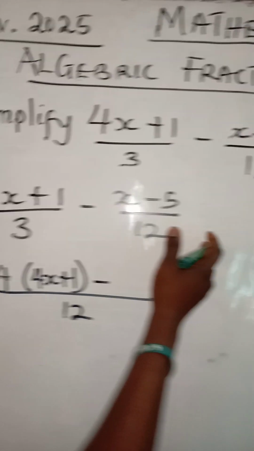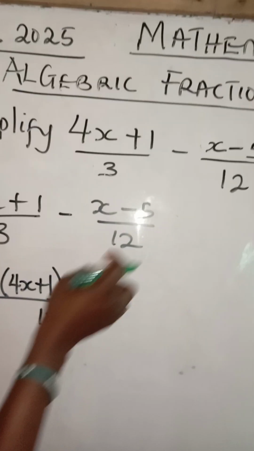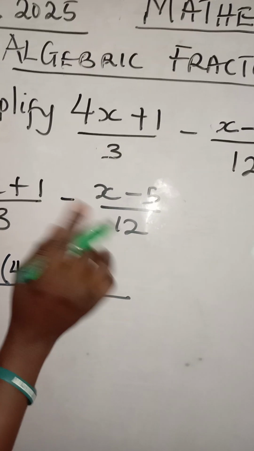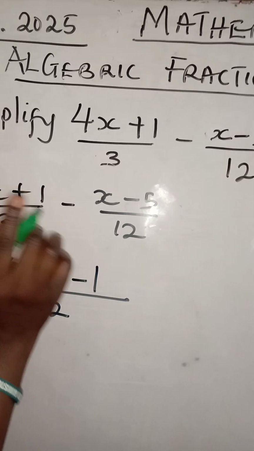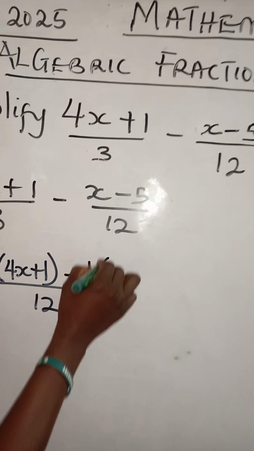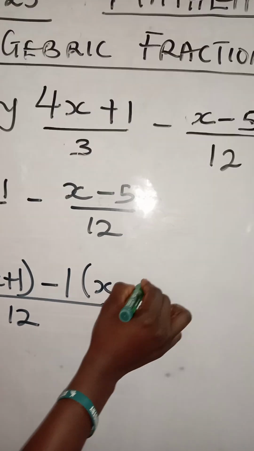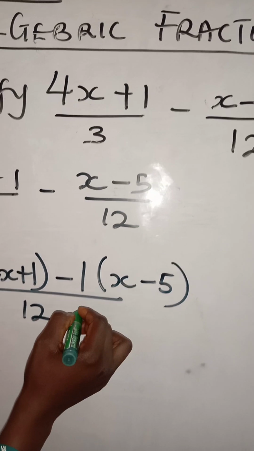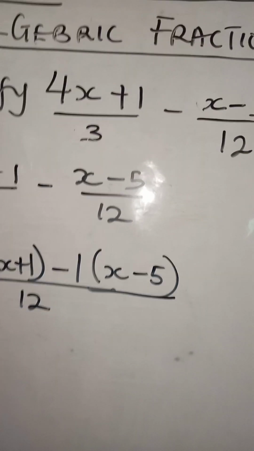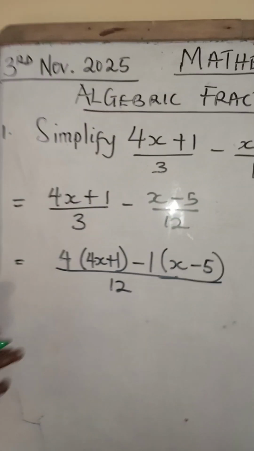You move to the right hand side. 12 divided by 12 is 1. 1 multiplied by your numerator, you put it in brackets: x minus 5. So once you are done with this, you need to simplify.